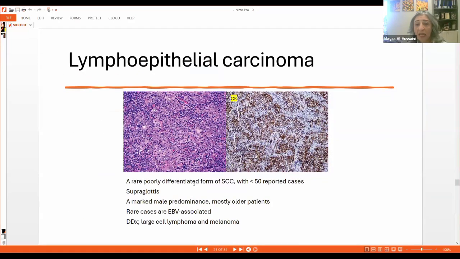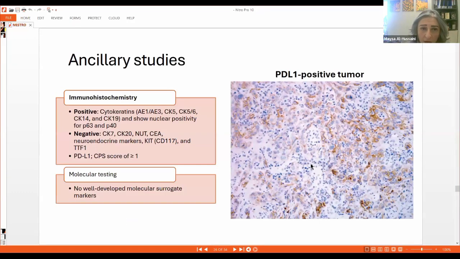Now, lymphoepithelial carcinoma is an exact mimic of the lymphoepithelial carcinoma that we see in the nasopharynx. It's usually supraglottic. It's a very rare tumor, mostly seen in elderly males, and it might be associated with EBV infection. Remember that the differential diagnosis for us as pathologists is large cell lymphoma and melanoma, but simple immunohistochemistry, which is pancytokeratin, would help to show the tumor cells and to sort out the differential diagnosis.